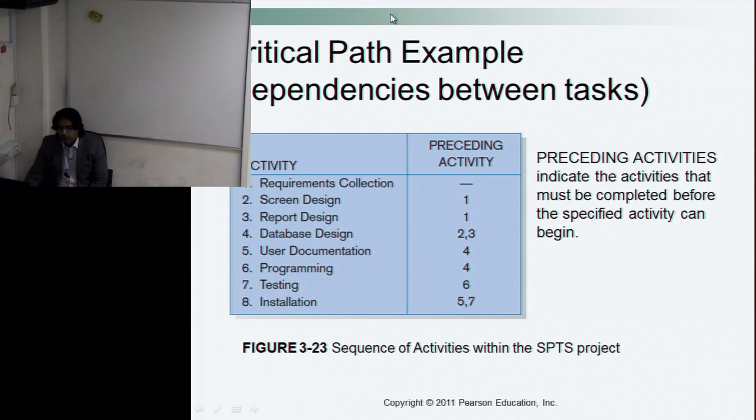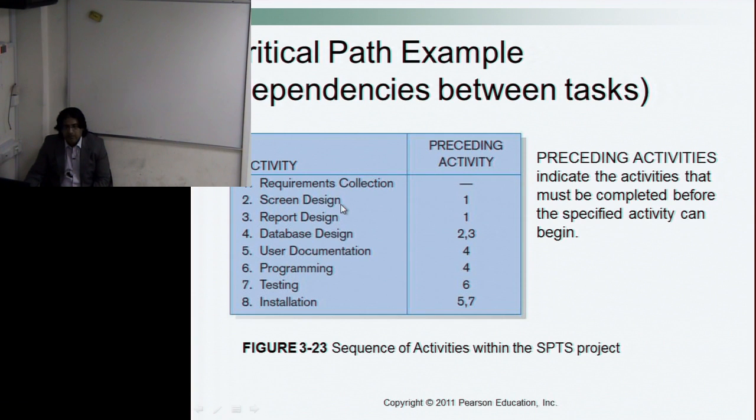Now, you can see here the example is the same, but here we have added one more column describing the preceding activities, the activities which are performed earlier than the specified activities. So, you can see here requirements collection, there is no preceding activity, right?